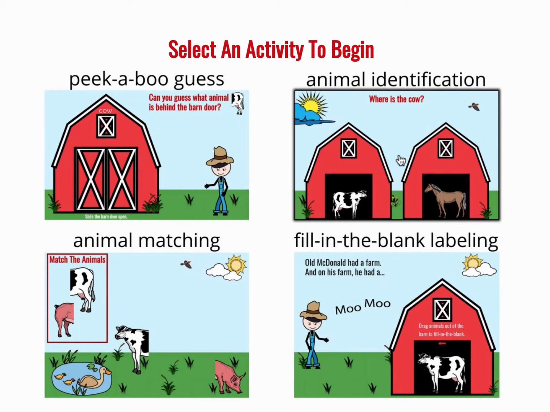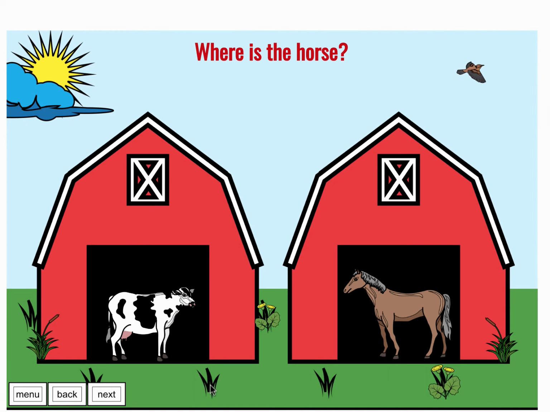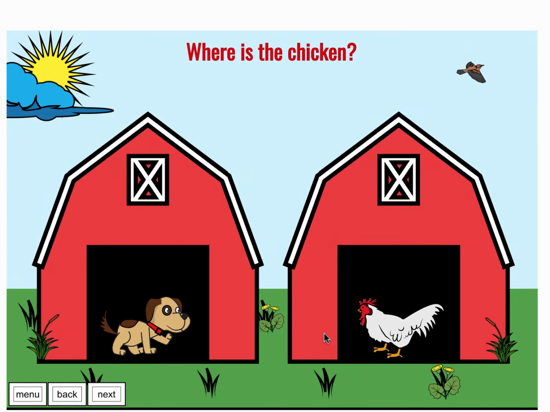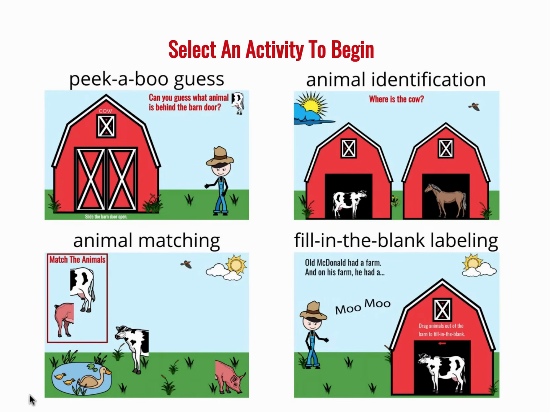And the next thing I want to show you is the activity that you can use to work on identifying animals. So for this activity, you're going to see animals presented in a field of two, and you can ask your student, where is the horse? And to select an answer, they just click on the right animal. So let's go to the next one. Where is the chicken? And then again, they would click on the chicken. Let's return to the menu.